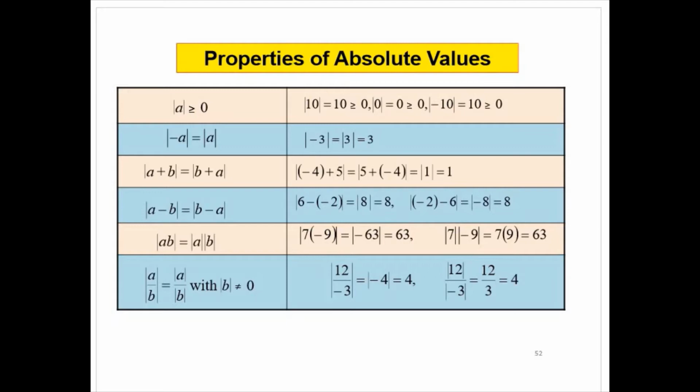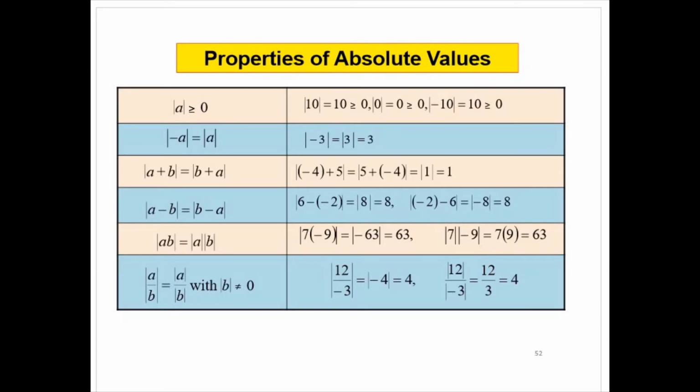And then we have |a + b| = |b + a|. For example, we have |-4 + 5| = |5 + -4|, which is equal to 1. And then we have |a - b| = |b - a|. For example, we have |6 - (-2)| = |8| = 8. And then if we have |-2 - 6| = |-8| and that equals 8.